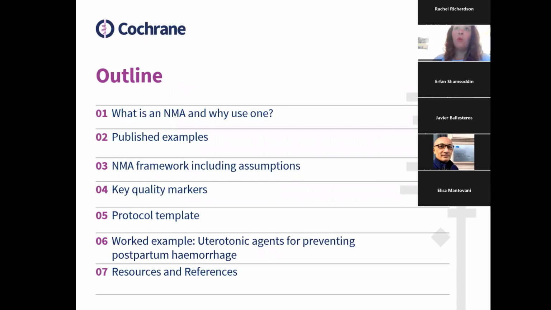So I'm going to talk about what network meta-analysis is briefly. I'm not going to go into detail on why we use one. And then we're going to go on to look at key quality markers for network meta-analyses and a protocol template that we've developed, as well as going through a worked example about what was included in that particular review. So if you think things apply to you, or if something's different, please just speak up and we can discuss that as we go through.